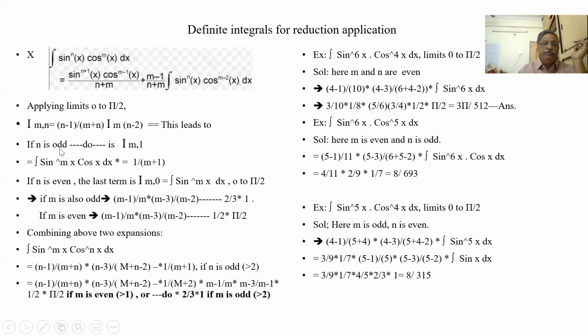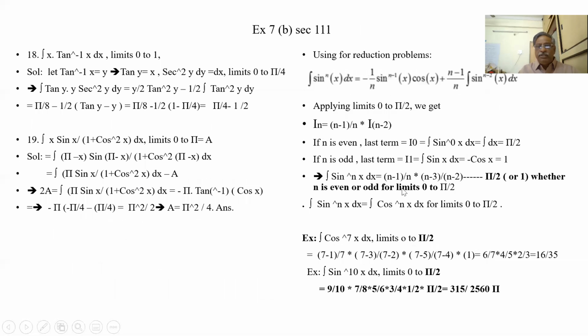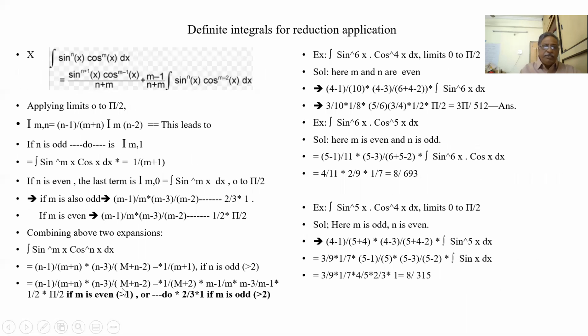If n is even, what is the last term? This will become 0, cos to the power of 0x. So the integral of sine to the power of mx, we have seen how to deal with this. We have dealt with it here. Whether it is even or odd, the same terms will come. Here, the sine powers will be reduced. Always remember, with each multiplication, the powers are reduced by 2.